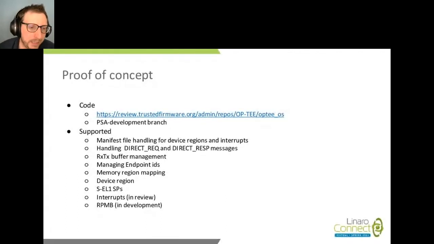So we have a proof of concept at the moment. The link is there. Most of our code is being pushed to the PSA development branch. There is a fair amount of the FF-A spec supported already. We can handle the manifest file. We can communicate between secure partitions and the normal world via the direct request and direct response messages. The RX-TX buffer management is implemented. The endpoint ID is implemented.